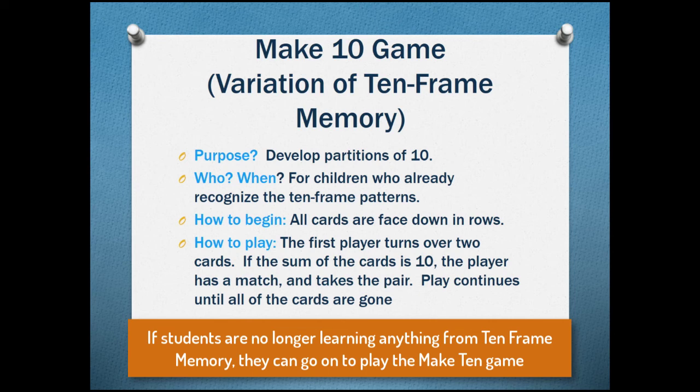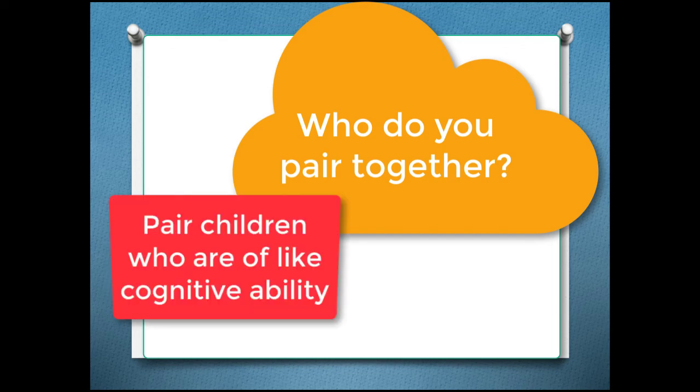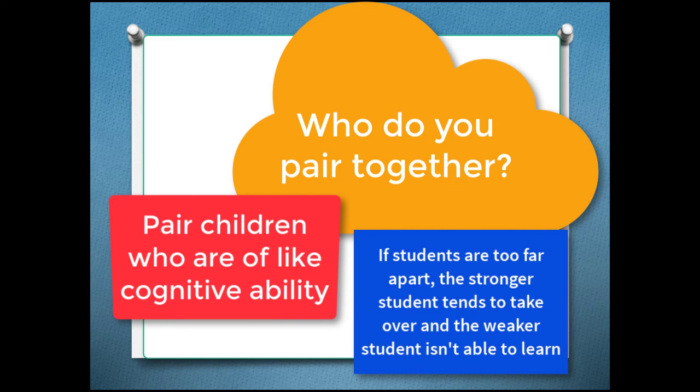This brings up one more remark that should be made, and that is, who do you pair together? Well, it's really important to pair together children who are of like cognitive ability, because if you pair a student that has already developed a lot of the concepts with someone who is a lot less sophisticated, the more sophisticated student is just going to tell the less sophisticated student what to do, and the result is that that child isn't learning anything, so it's not a productive experience for him.